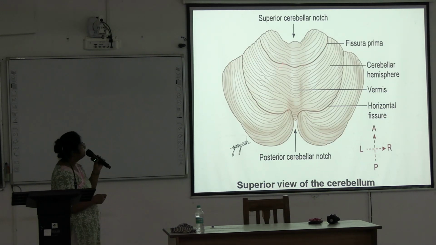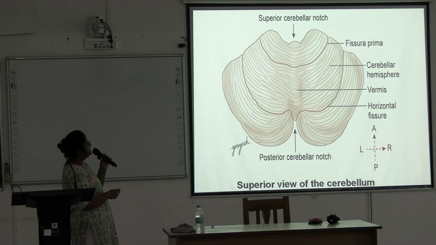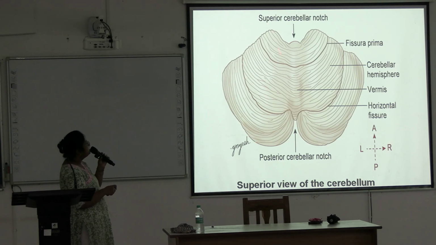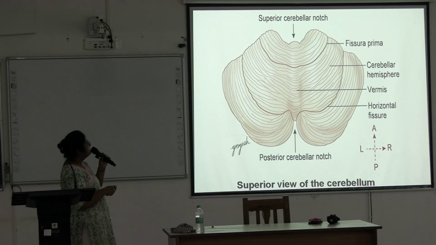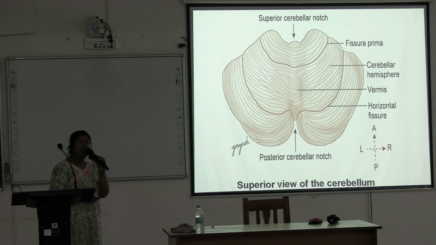So this is the superior surface of the cerebellum. You can see the midline portion is the vermis. The vermis is in the same plane as the superior surface of the hemispheres. This is the fissura prima, and this is the horizontal fissure. So you can see these multiple lines. These are the fissures, and these fissures are separating these thin lobules. These thin lobules are known as the folia.